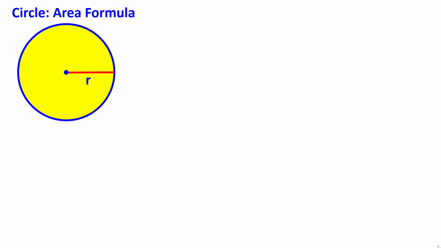Let's start with the area formula for the circle. The area is pi r squared.